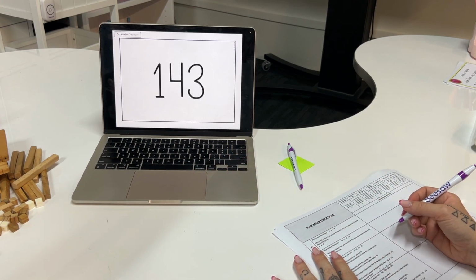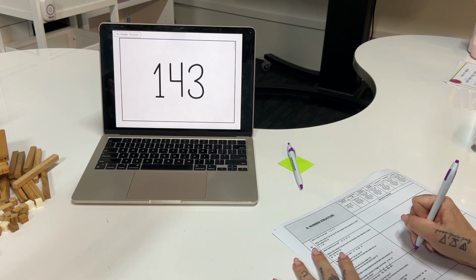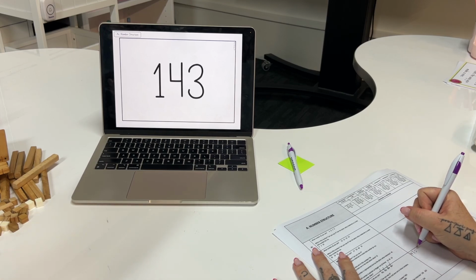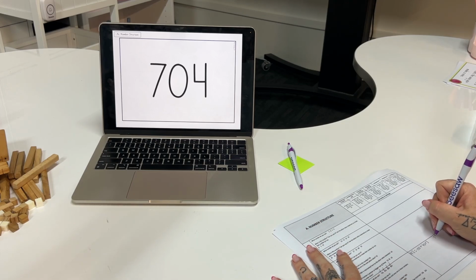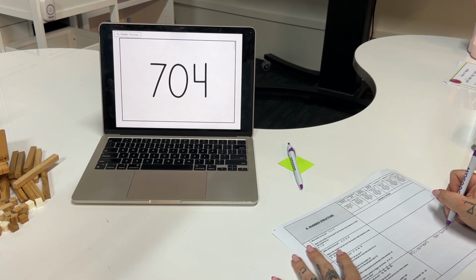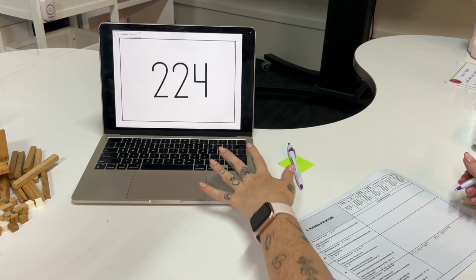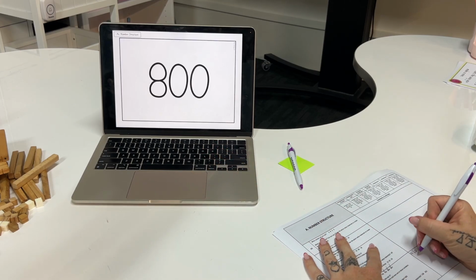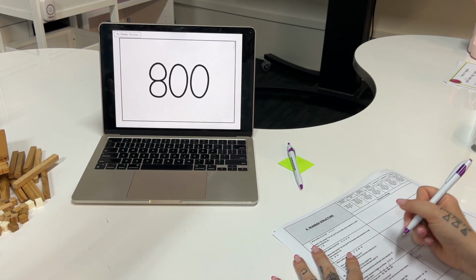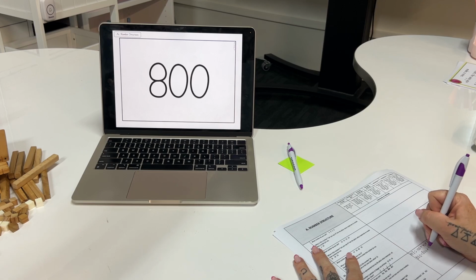143. How many hundreds, tens, and ones are there in that number? 1 hundred, 4 tens, 3 ones. Awesome. This one? 7 hundreds, no tens, and 4 ones. This one? 2 hundreds, 2 tens, 4 ones. This one? 8 hundreds, and then there's none for the other ones.